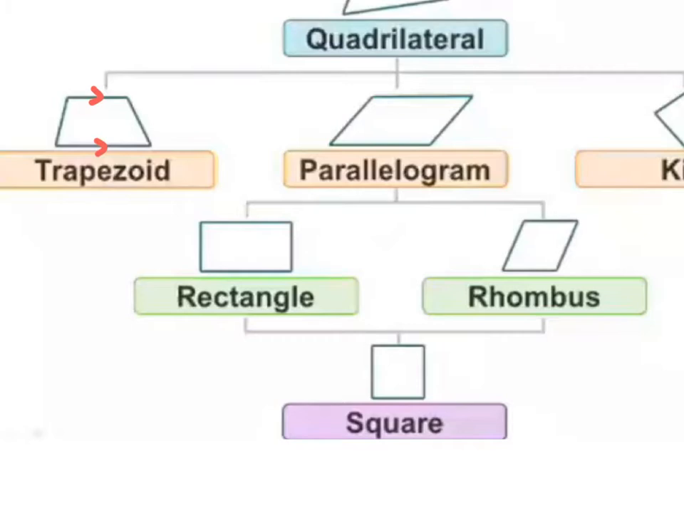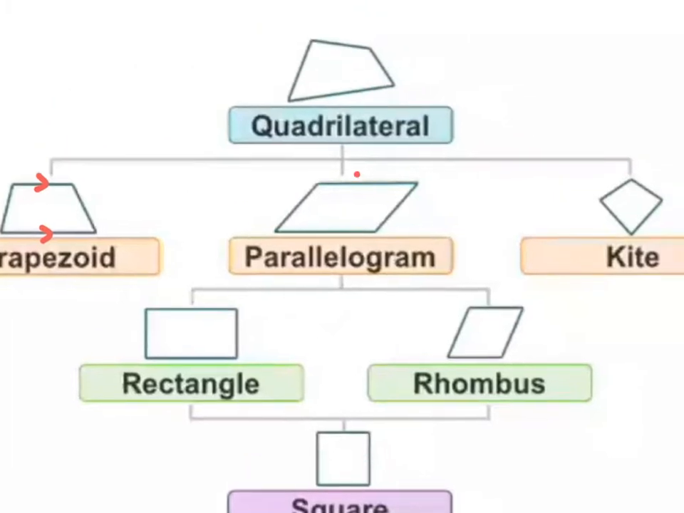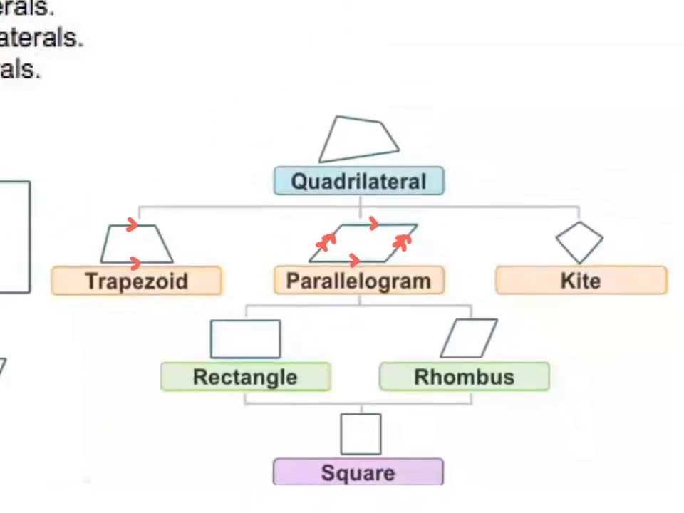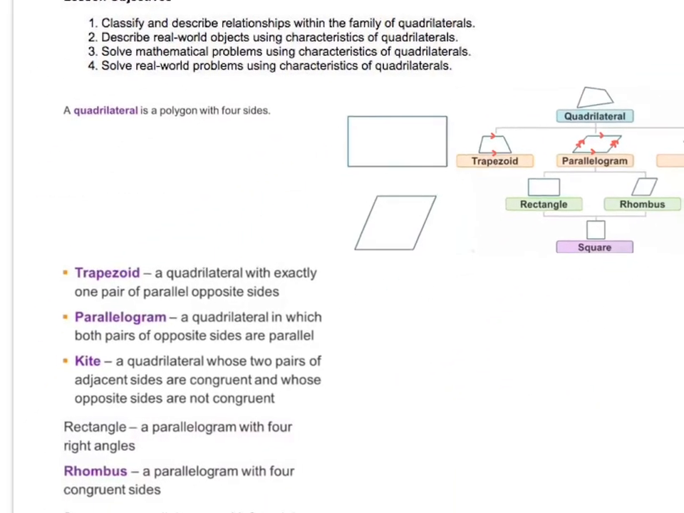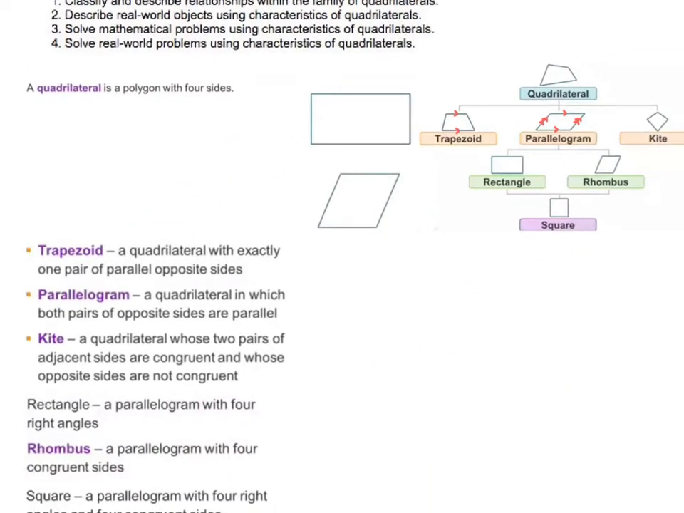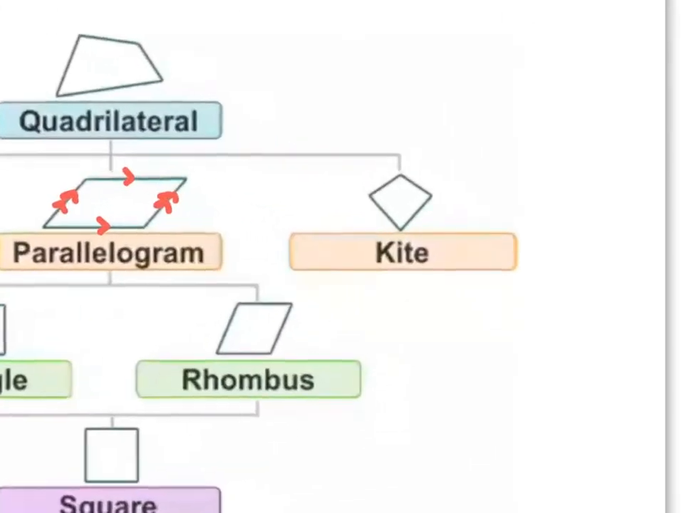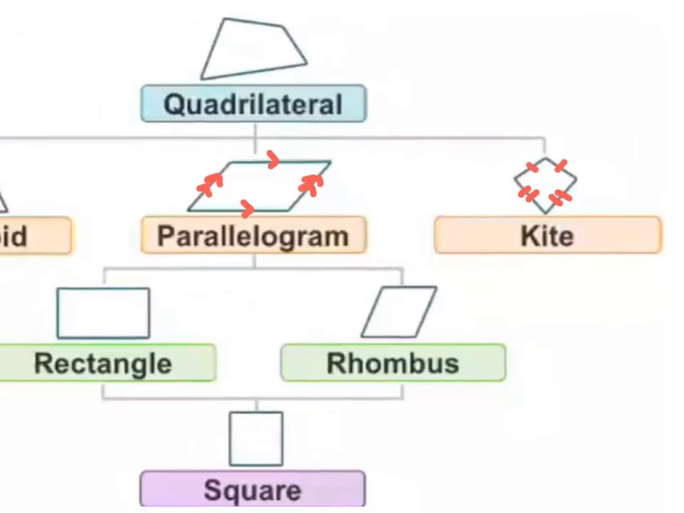So what I know about a parallelogram is that these opposite sides are parallel and that these opposite sides are parallel. And a kite is a quadrilateral whose 2 pairs of adjacent sides are congruent and whose opposite sides are not congruent. So what I know about a kite is that these 2 segments are congruent and these 2 segments are congruent.